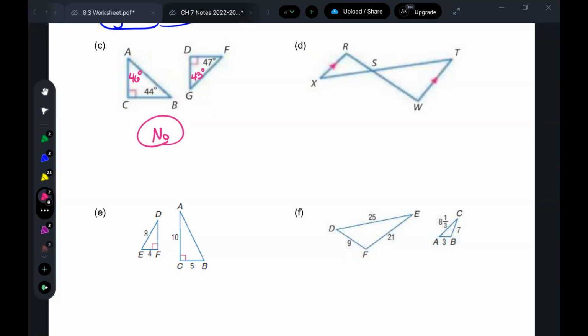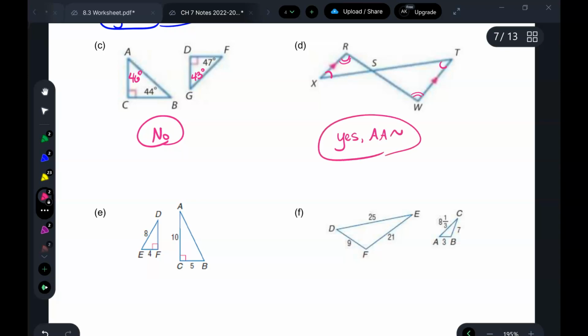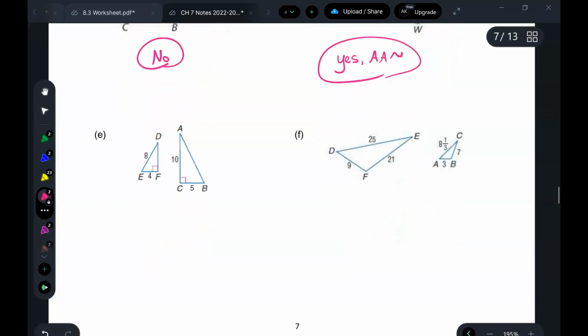Next one. We have parallel lines, so we have alternate interior angles. So X has to be congruent to T, and R has to be congruent to W. Also, S. So it's angle, angle. We also have vertical angles, but all you need are 2 pairs. Yes, angle, angle. That's all you need.